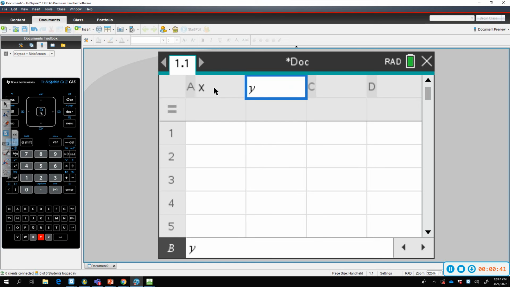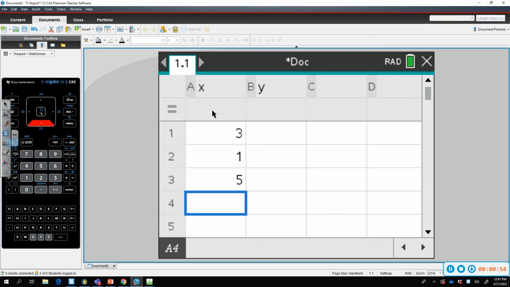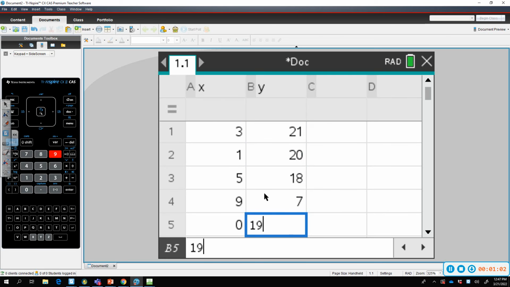Now notice that I'm labeling up here in the A and the B column. We always skip this equals to. And we're going to insert our table. Our X values are 3, 1, 5, 9, and 0. Our Y values are 21, 20, 18, 7, and 19. Now, it's important to not have a point highlighted, so I'm going to arrow over to this C column.